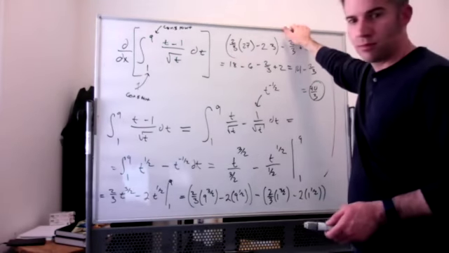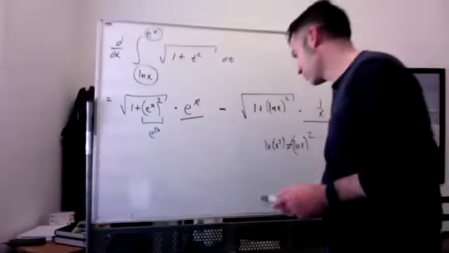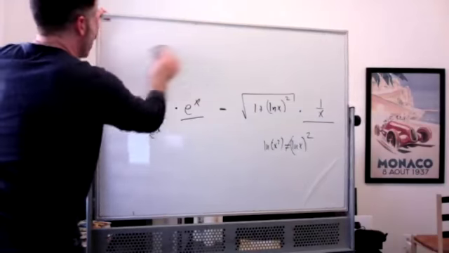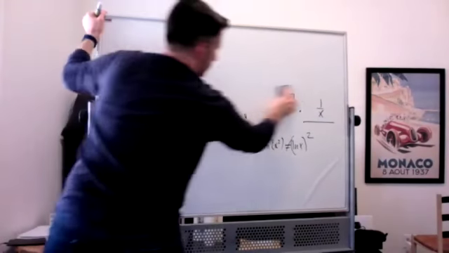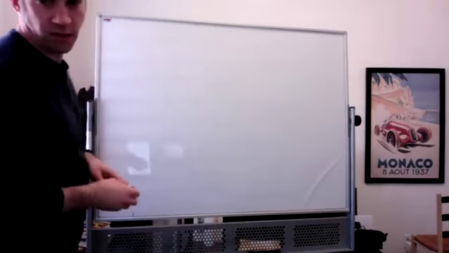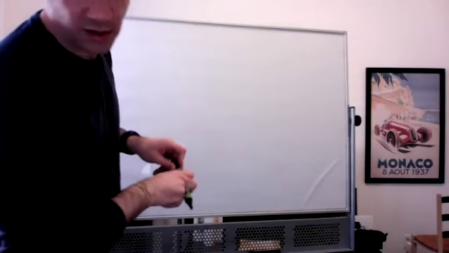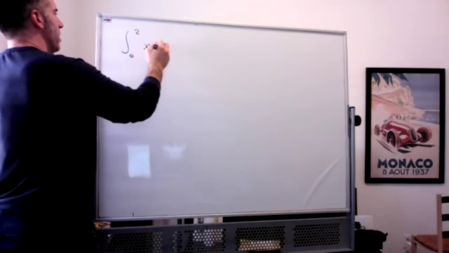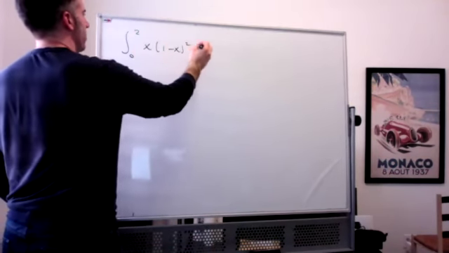With another example. Let's look at the integral of, what have we got here? Sure. Integral from 0 to 2 of x times (1 minus x) squared.